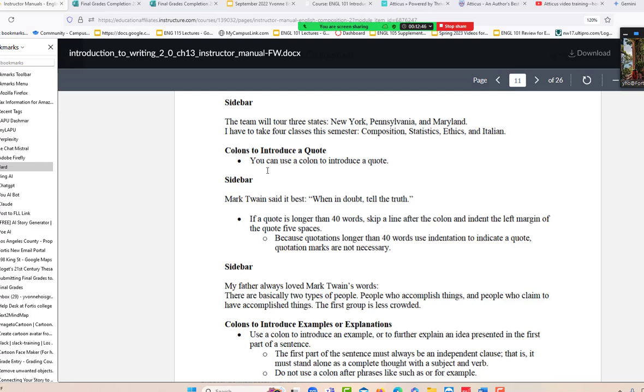My father always loved Mark Twain's words, colon. There are basically 2 types of people. People who accomplish things, comma, and people who claim to have accomplished things. The first group is less crowded.